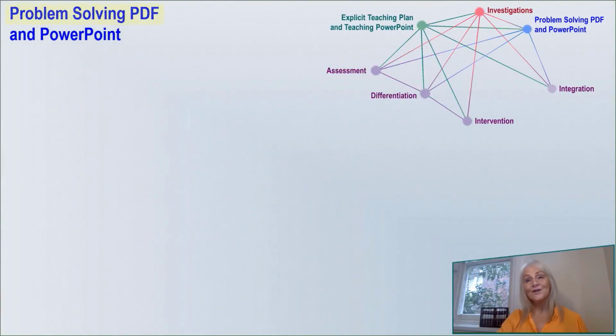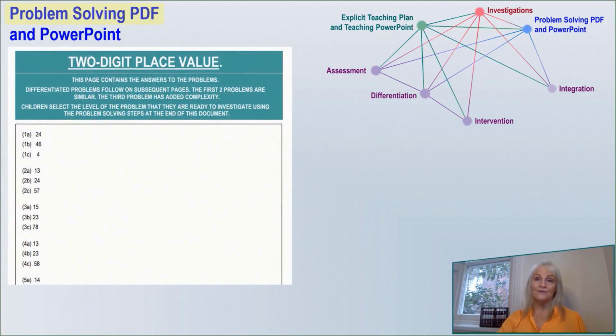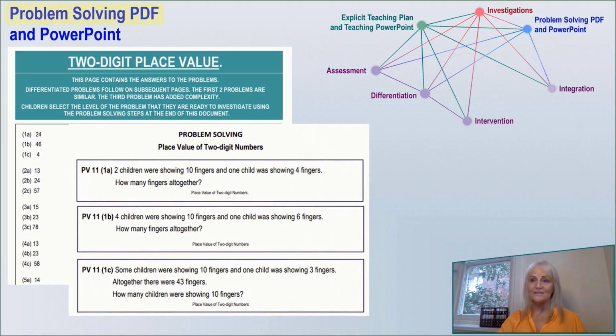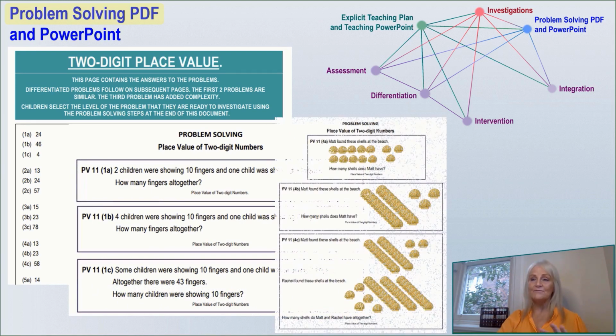With the problem solving, we provide both a problem solving PDF and PowerPoint. The first page of the problem solving PDF contains the answers. Then on following pages, you've got differentiated problems. The problems are differentiated into 3 levels. The first 2 levels are similar to one another, and then the third level always has an added level of complexity. We're going to be looking at differentiation in a minute.